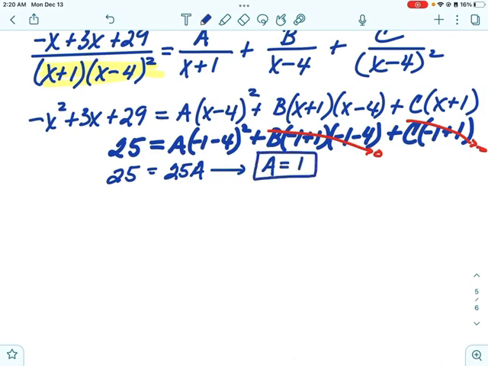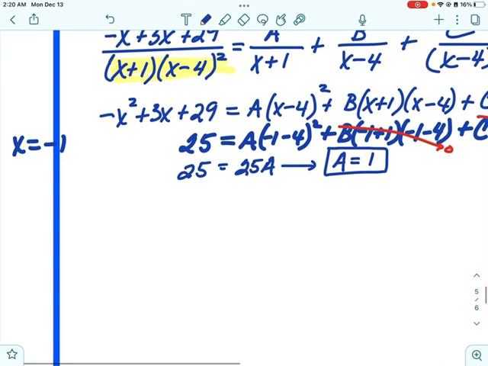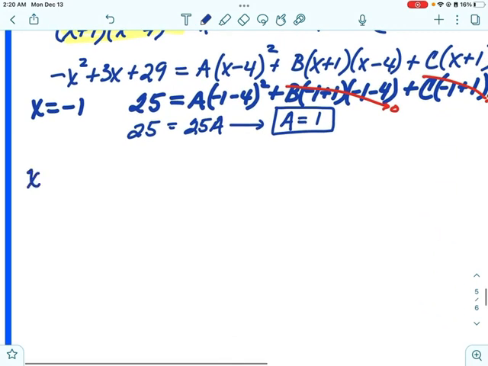Okay, then I've got x is equal to 4. So on the left-hand side, as I put that in, I got negative 4 squared plus 3 times 4 plus 29, so negative 16 plus 12 plus 29. It'll be negative 16 plus 12, which is negative 4, plus 29 is 25. So again, you get 25, just a coincidence.